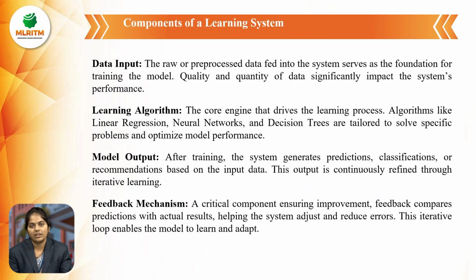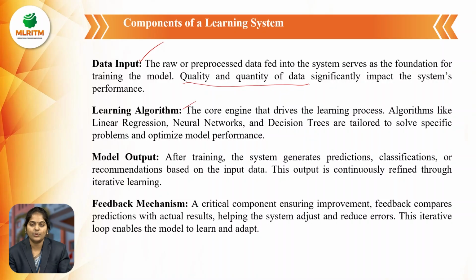So let's see what are the different kinds of components we have in a learning system. The first one will be data input. We'll take the raw data or pre-processed data which will be fed to the system, and which serves as a foundation for training the model. Here the quality of data and the quantity of data significantly impact the system's performance. And next, coming to the learning algorithm. This is the core engine that drives the learning process, and algorithms like linear regression, neural networks and decision trees are tailored to solve specific problems and optimize model performance.